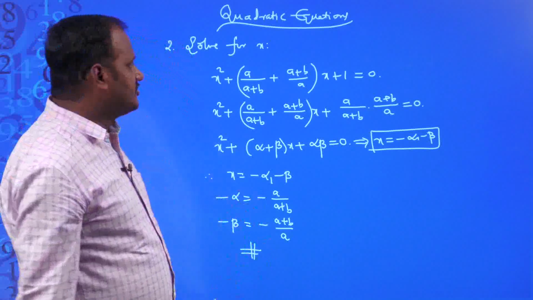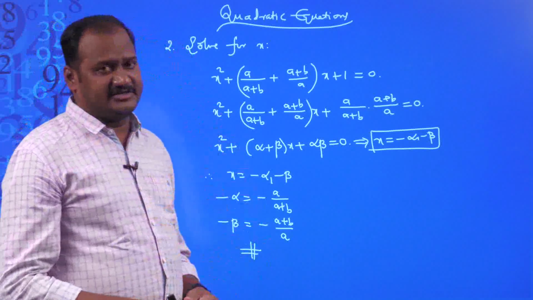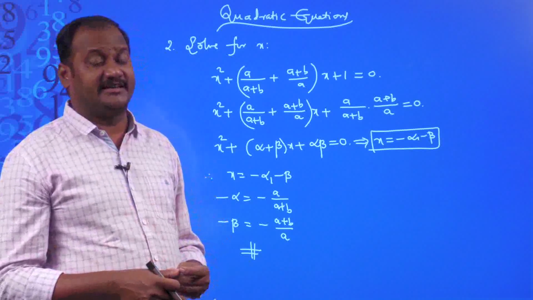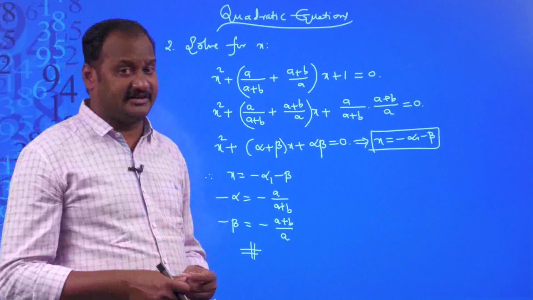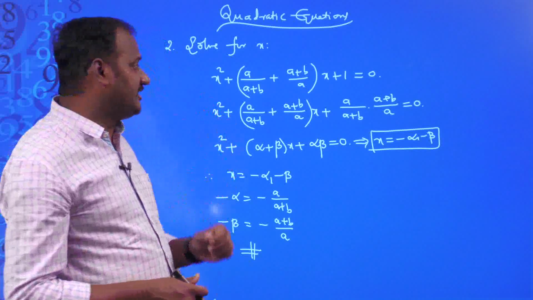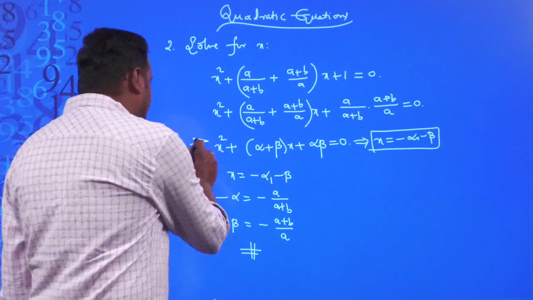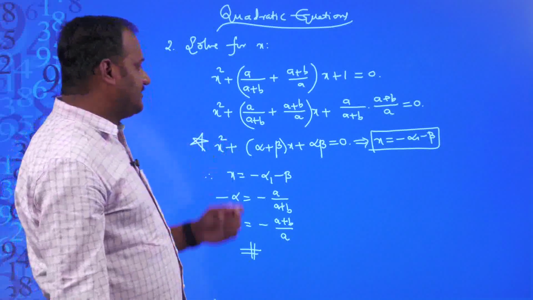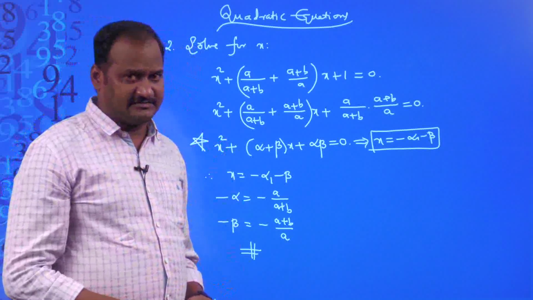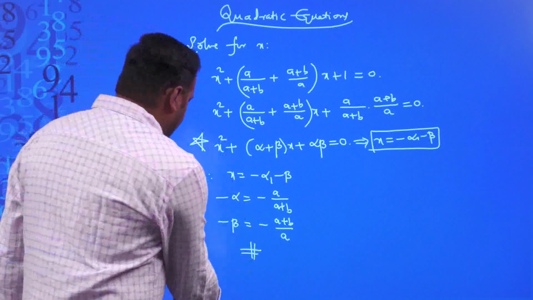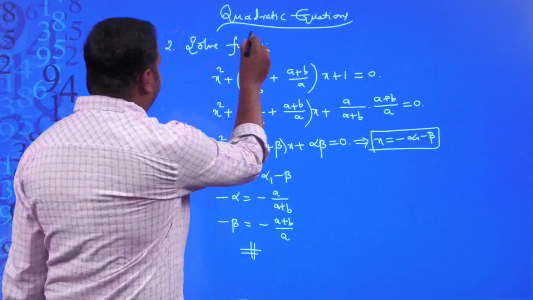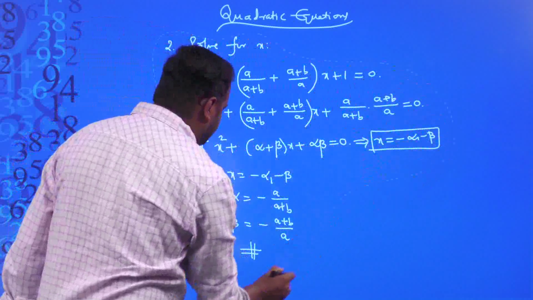You understand? So, when you find some quadratic equations, then without actually performing any calculations, we can easily figure out the roots of a quadratic equation. But you will have to observe whether the quadratic equation is in this form or not: x square plus alpha plus beta into x plus alpha beta is equal to 0 or not. Okay? And let us solve one more quadratic equation. So, that is, now solve for x.